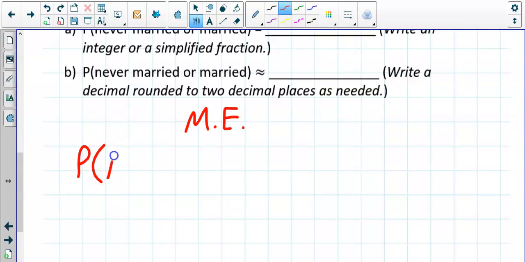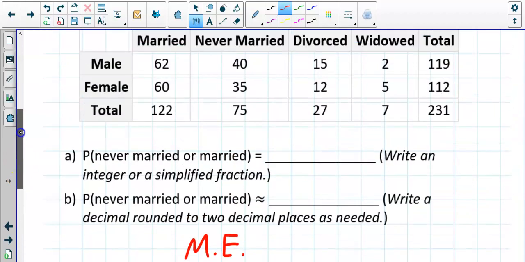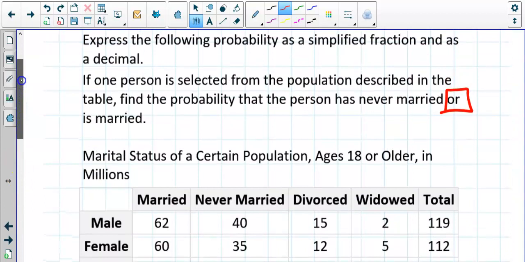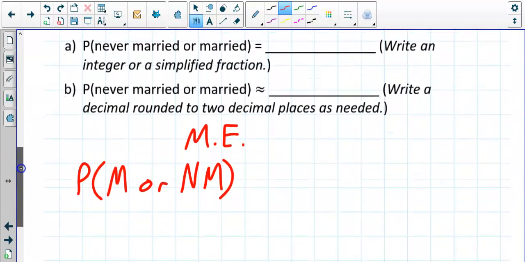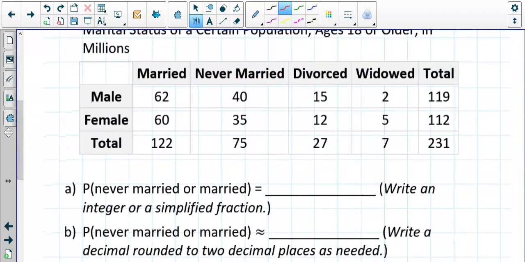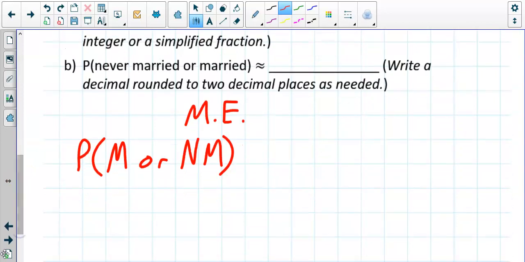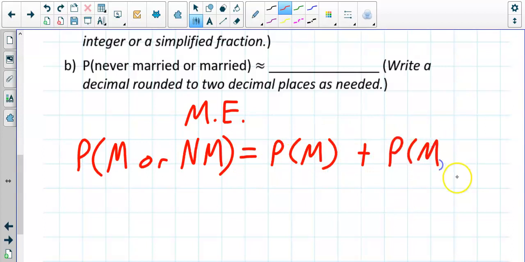So I need the probability of being married or never married. I think the never married came first up there, but it doesn't really matter since it's an or. Okay? So, let's come down here and let's figure that information out. So, what's the probability of, and again, since this is mutually exclusive, we just got to find these probabilities separately.